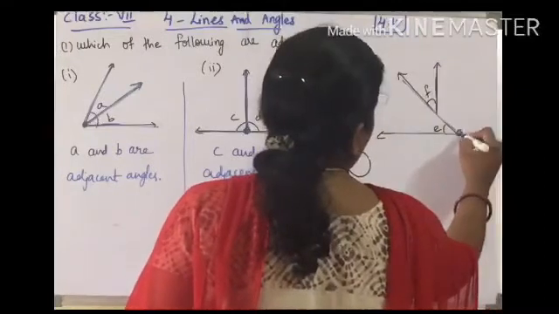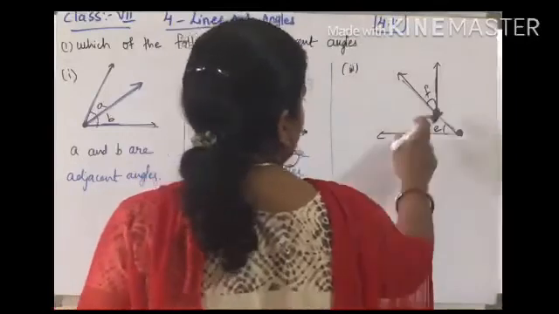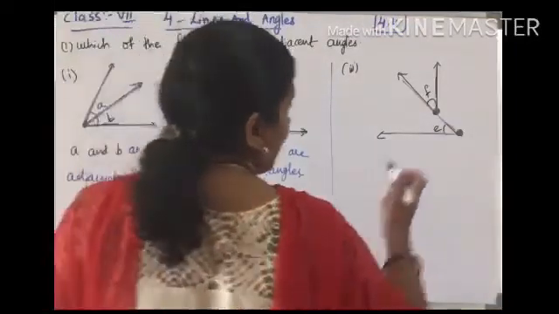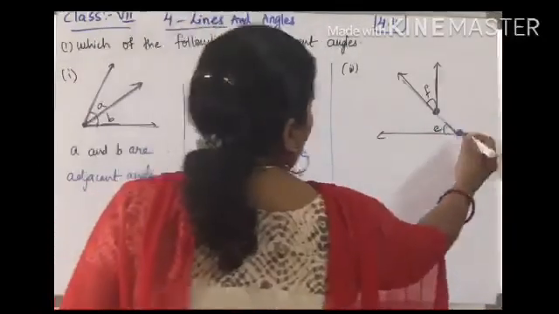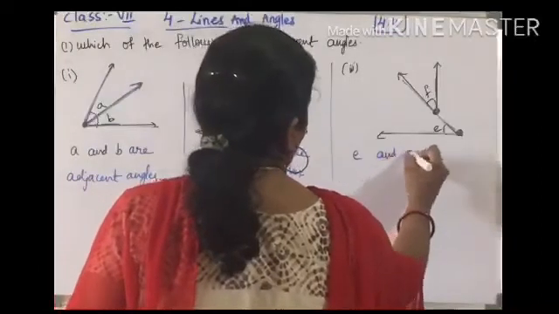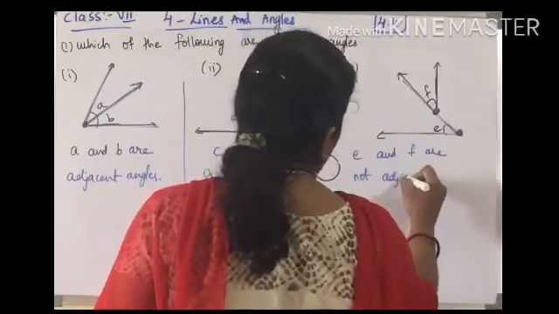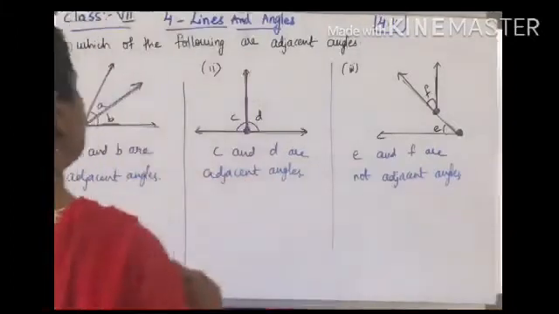Now next, here angle E is this, angle F is this. For angle E the vertex is here. For angle F the vertex is here. So can I say these two angles have a common arm or a common vertex? No. These two angles do not even have a common vertex. So I can say E and F are not adjacent angles.